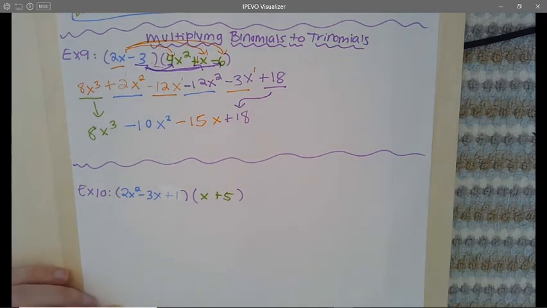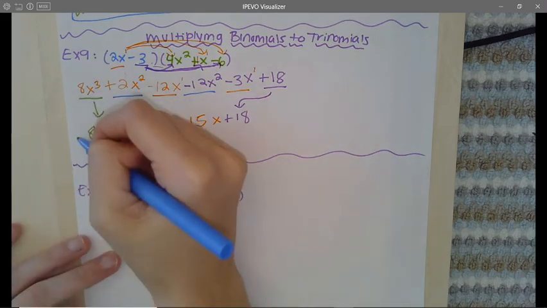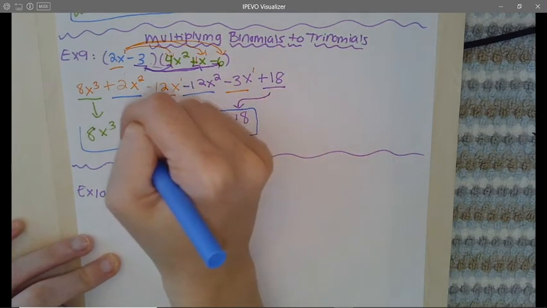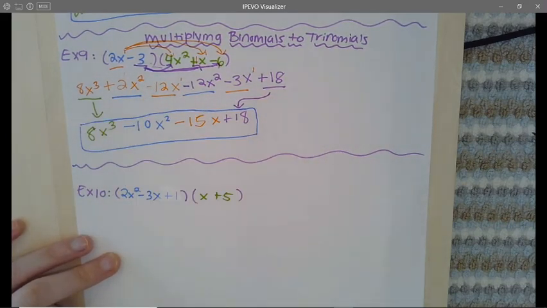So I'm just going to bring it on down. And guess what, you guys? My answer is in standard form now, which means this will be my answer. So my final answer is 8x to the third minus 10x squared minus 15x plus 18.